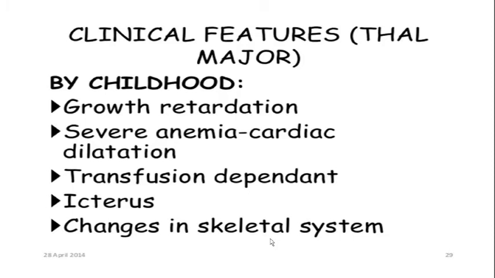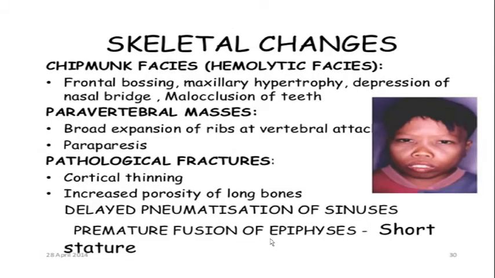But as the patient progresses into childhood, there will be growth retardation or severe anemia related cardiomyopathy or cardiac dilatation, and the patient will become more transfusion dependent, and there can be further icterus or changes in the skeletal system. And the changes in the skeletal system will be something called chipmunk facies, which is a hemolytic facies, where there is frontal bossing, maxillary hypertrophy, depression of the nasal bridge, and malocclusion of the teeth.